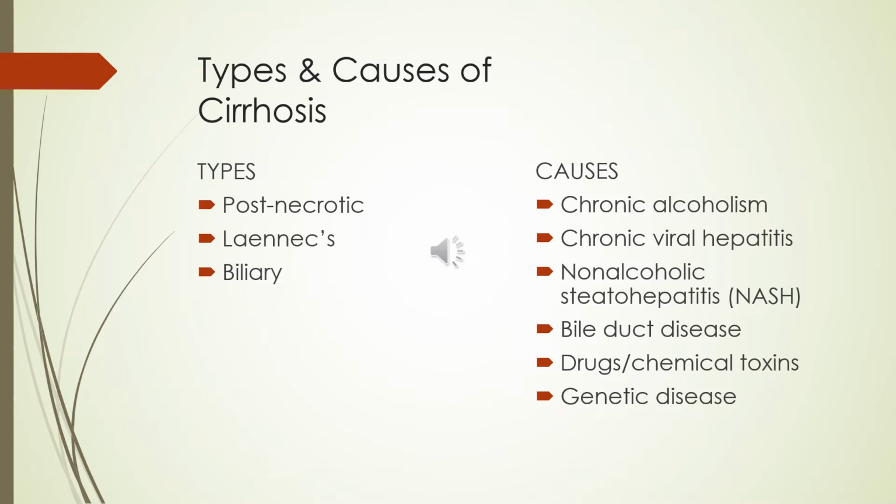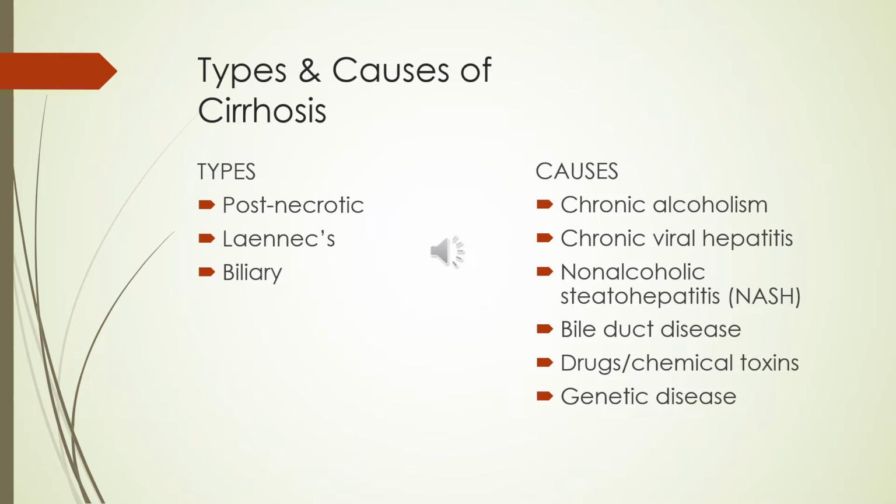There are 3 types listed in your book. Post-necrotic is caused by viral hepatitis or medications and toxins. Laennec's is caused by alcohol use disorder, and then biliary is caused by biliary obstruction or autoimmune disease. So things like that might be if we have gallbladder issues and we have bile ducts that are obstructed.